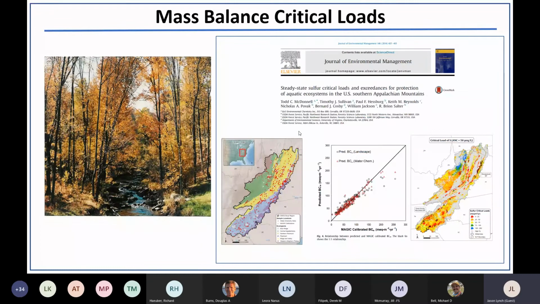Another example is a combination of the two, where we take our long-term monitoring data from LTM, and our survey data, and we use our long-term monitoring data to calibrate them in MAGIC. We then can predict base cation weathering in a relationship across the landscape or through water quality through these relationships, and then predict what critical loads are across the landscape. Todd will be talking about this work later on.